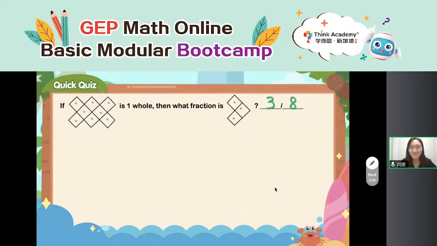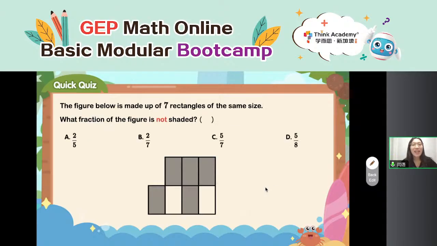Any question here? You're hungry because of the pizza, right? Okay. So following this, another quick quiz for you. Actually, this one is super easy, but everyone please read the question carefully. The figure below is made up of 7 rectangles of the same size. Same size, actually that means they are equal. And then what fraction of the figure is not shaded? Okay, I give you maybe 10 seconds. Let's have a look. How many of you can answer it correctly? Okay, let's have a try.